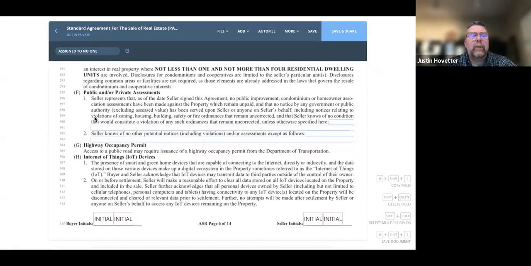What's an assessment? What's a public or private assessment? Seller represents that as of the date the seller signed this agreement, no public improvement, condominium, or homeowner association assessment has been made against the property. So that would be, as a seller, I get a letter that the county or the township is going to require me to install sidewalks on my property. And I live on a corner lot and it's a double lot. So I'm looking at $15,000 worth of cement. I decide just to sell the house and I don't tell anybody.